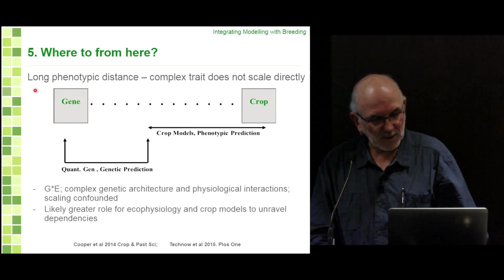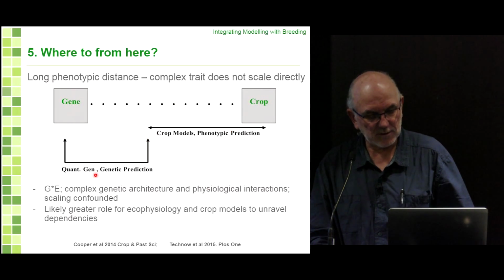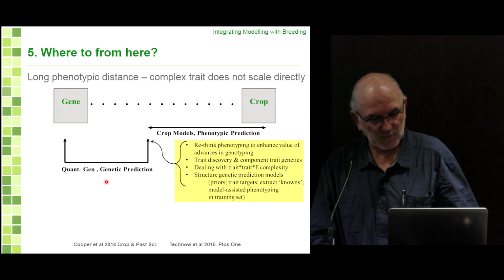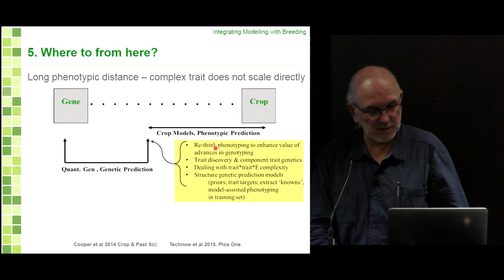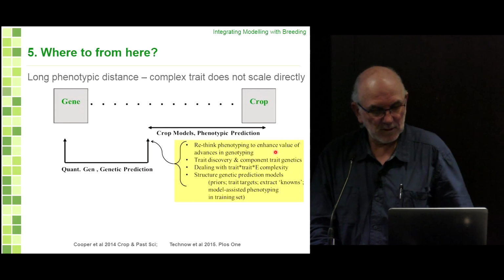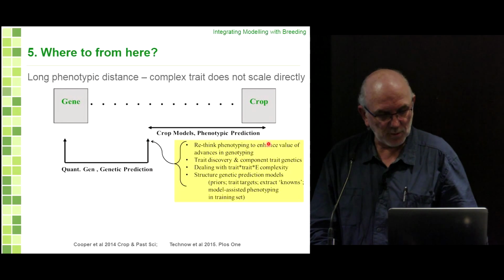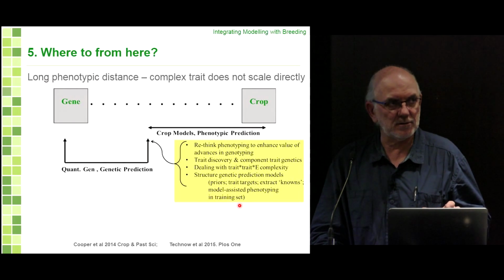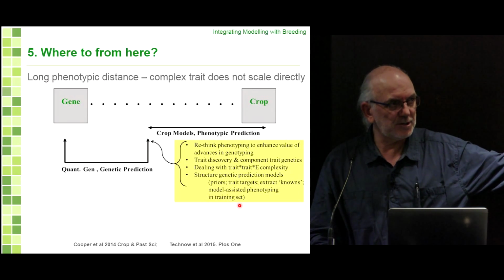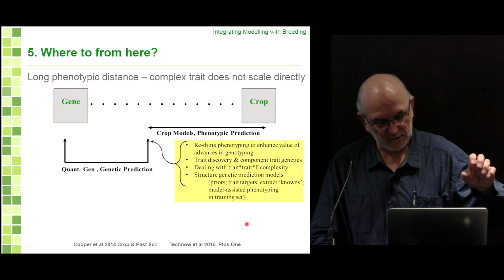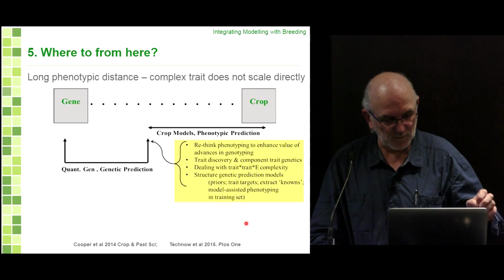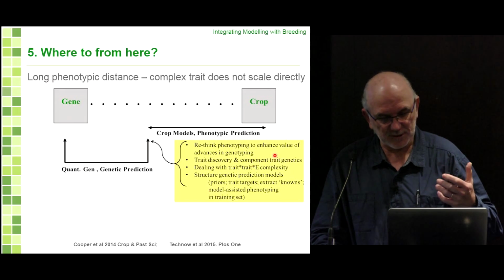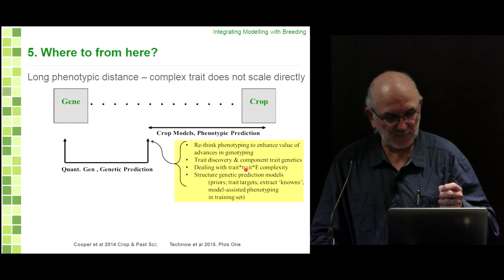So just to finish, I want to come back to this notion of phenotypic distance, about complex traits not scaling directly, and how might we actually do something in that space. And I think there's a few things that can be done. One is about thinking totally differently about phenotyping. And it might just be, for example, I've got it down here, model-assisted phenotyping in training sets. There are lots of things, now that you can do genomic prediction and you've got training sets and bigger genotype sets and different environments, you can structure environments, you can think about phenotyping in a very different way than you have before, and you can start to use models in helping you do that. Certainly trait discovery and trait genetics, it's a sort of a no-brainer.